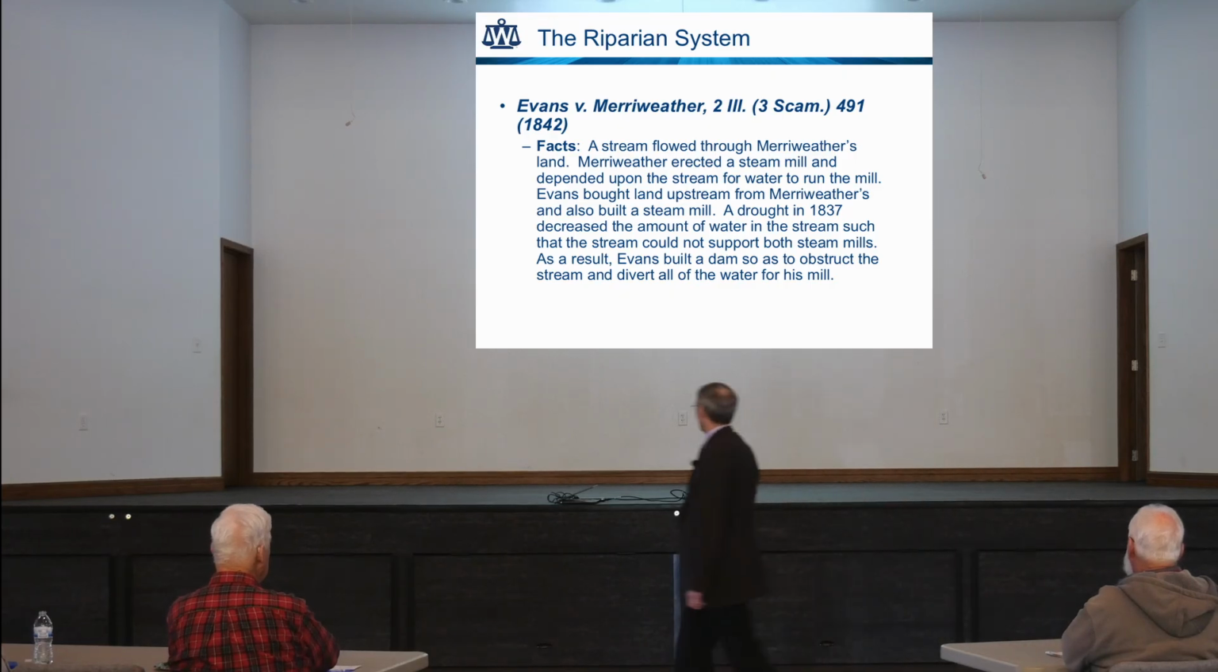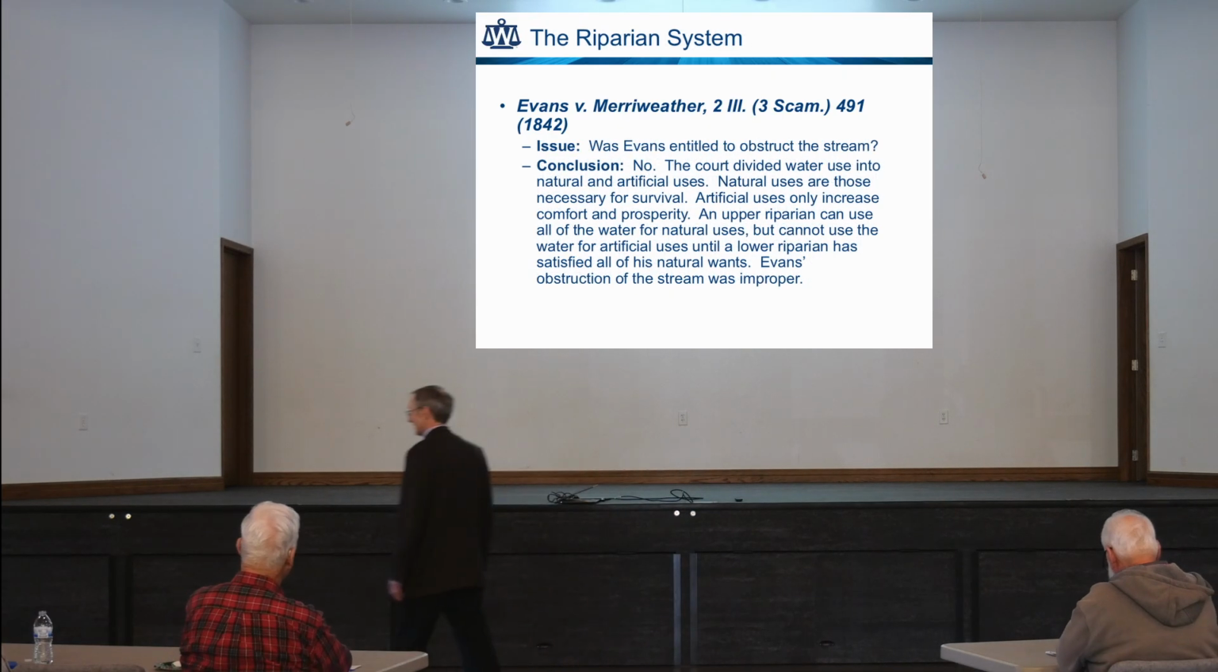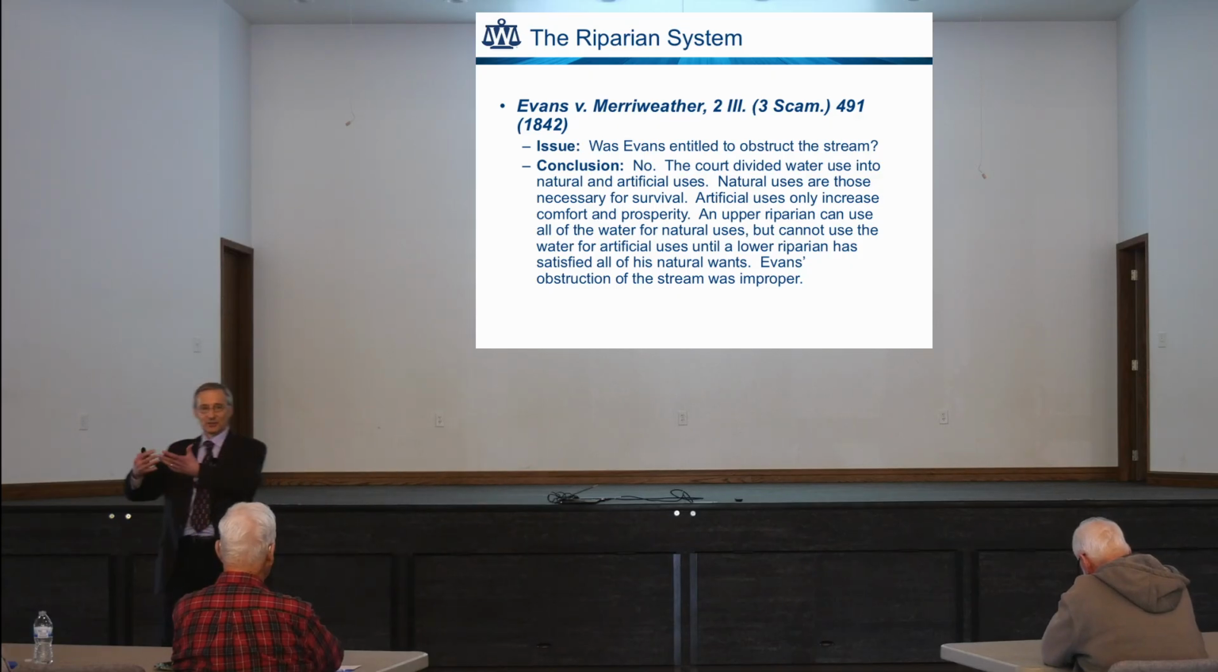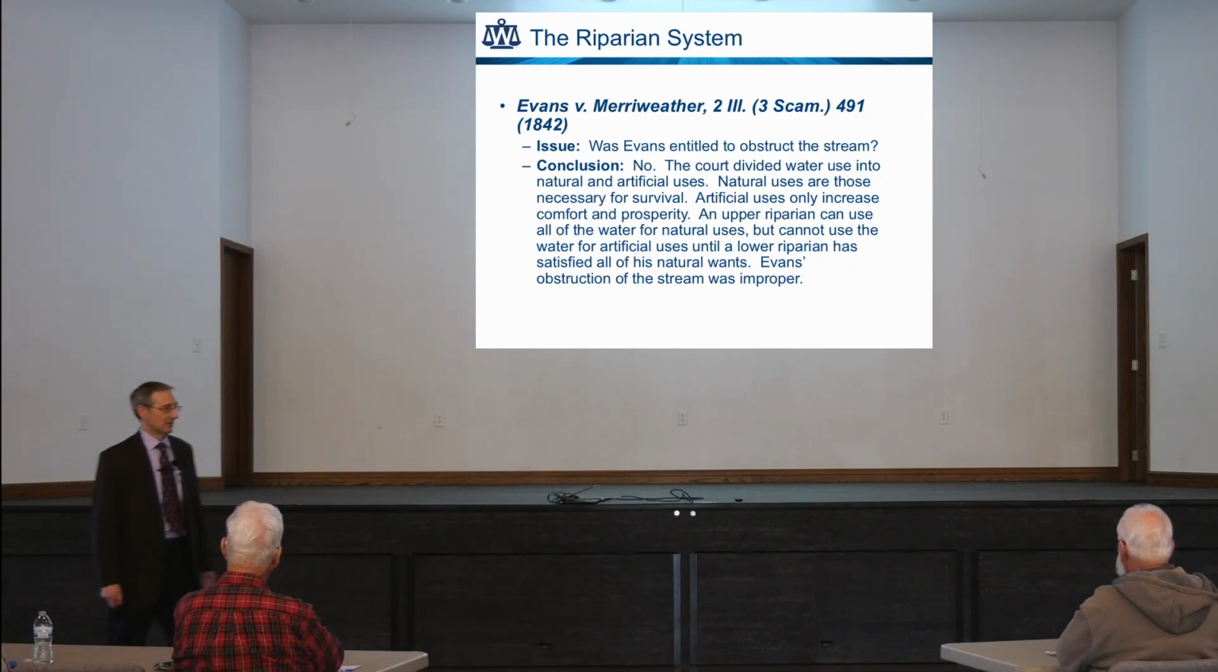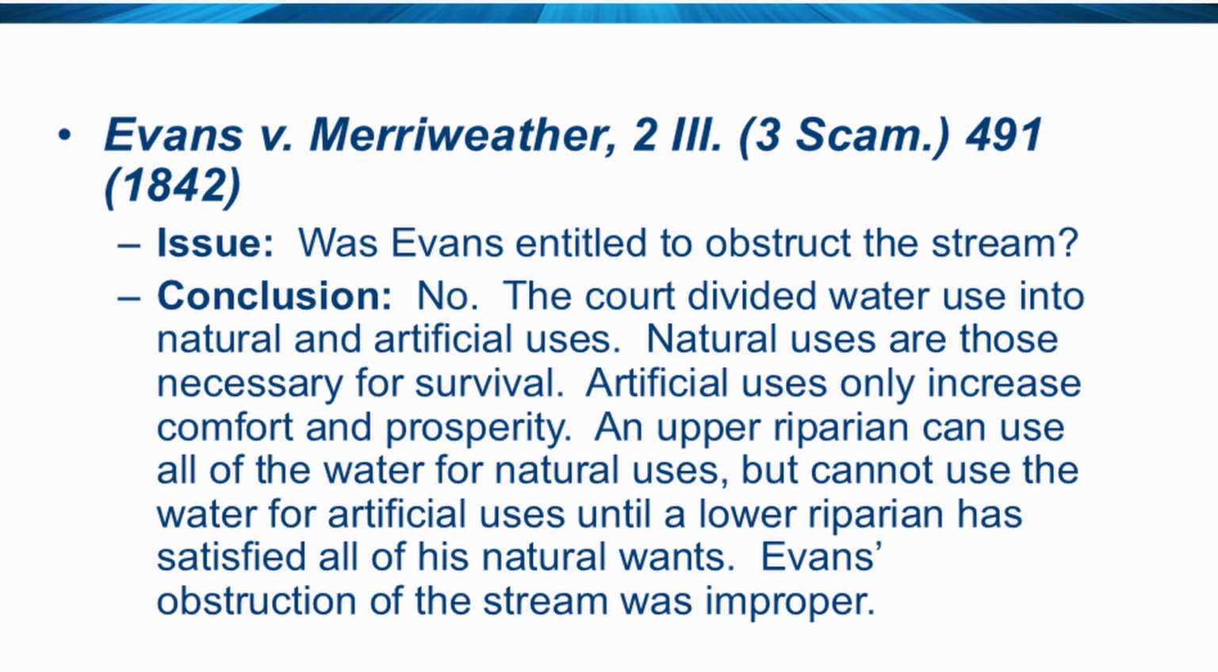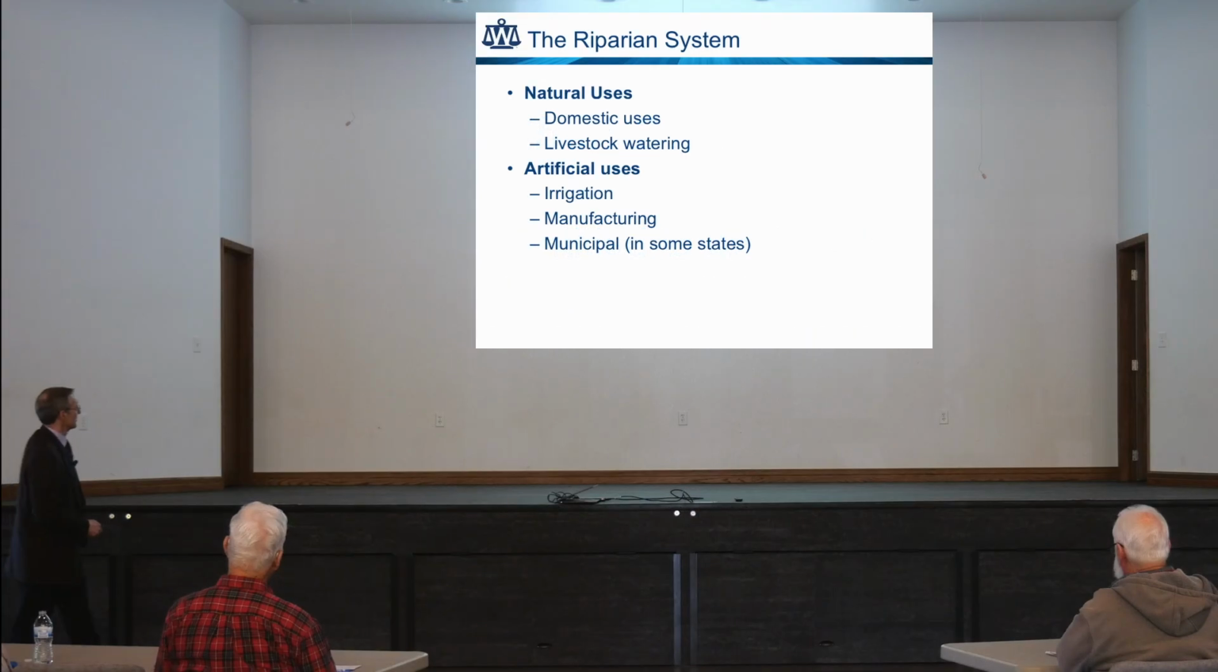And they end up in a battle over this. So who's got prior rights on this? Can he obstruct the stream? Now this is where we got the notion of natural and artificial uses. And the court said no. The Illinois Supreme Court said no. We've got the difference between artificial and natural uses. Natural uses are those necessary for survival. You can have as much water as a riparian that you need for survival. Artificial uses only increase comfort and prosperity. So an upper riparian can use all the water for natural uses, but not artificial uses until the lower riparian has satisfied all of their natural uses and their natural wants. So the obstruction of the stream was improper.